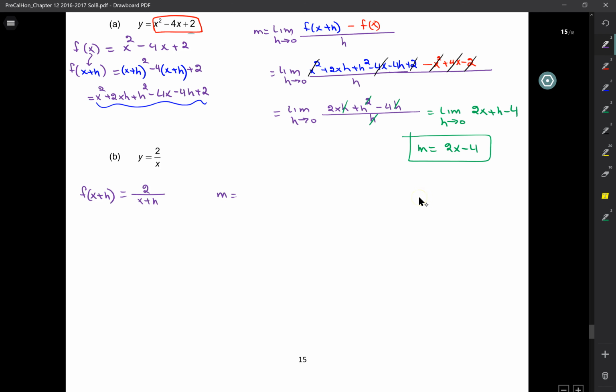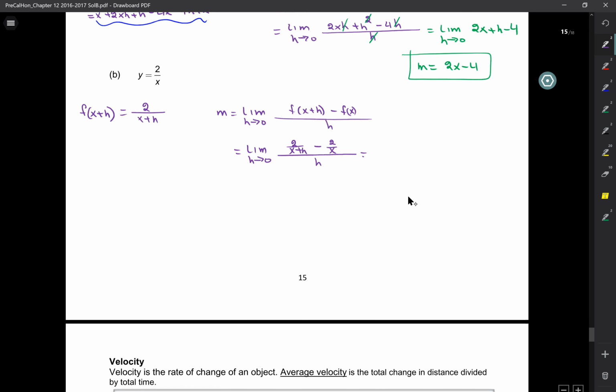So the slope is the limit as h approaches 0 of f of x plus h minus f of x all over h. So this is the limit as h approaches 0 of 2 over x plus h minus 2 over x, over h. Now, I need to do some algebra. I need to find a common denominator. So look, h on the bottom just stays. In the numerator, what's the common denominator? x times x plus h. And what I have there is 2x minus 2 times x plus h. Yeah?